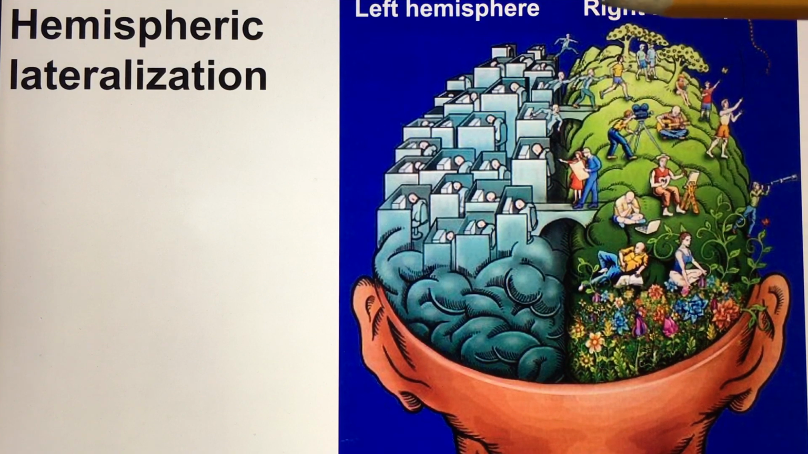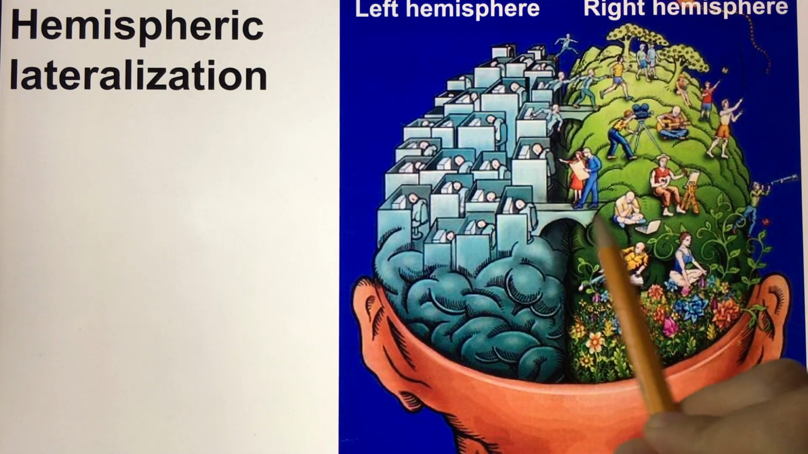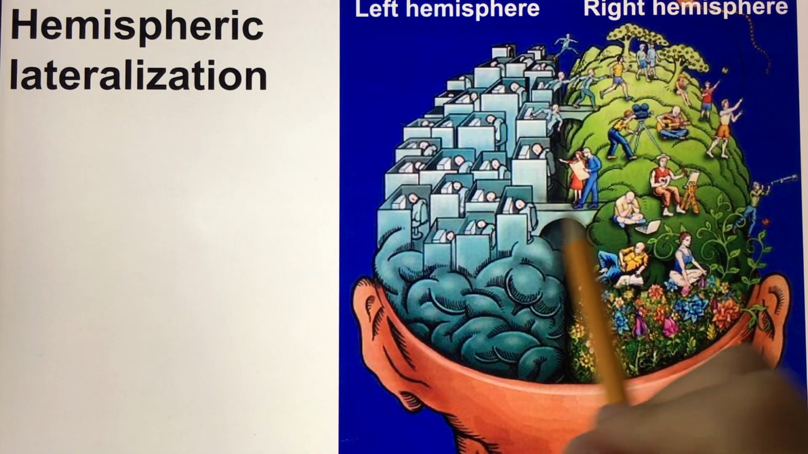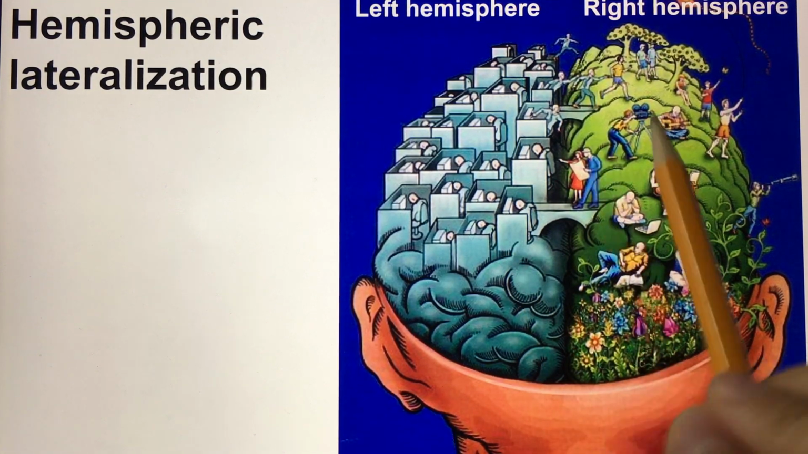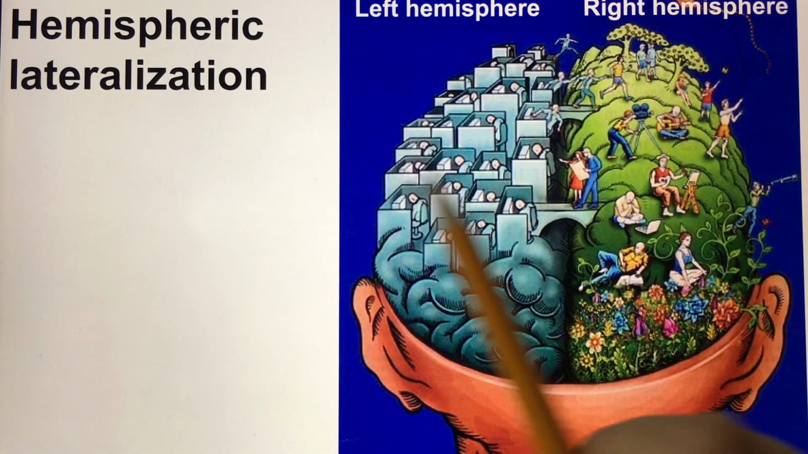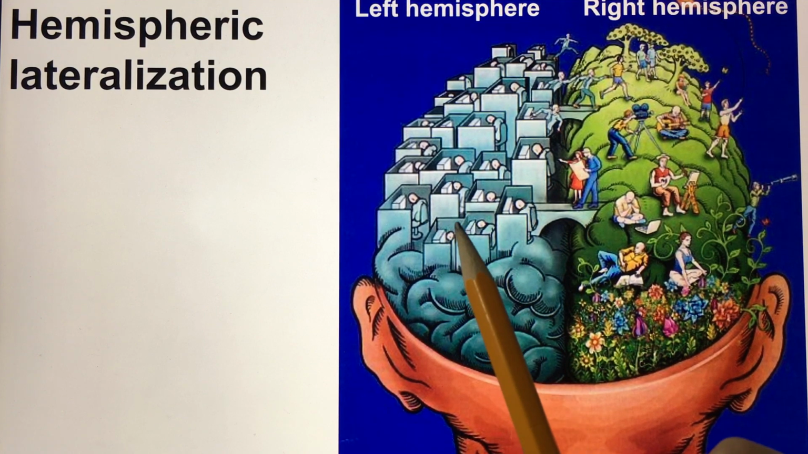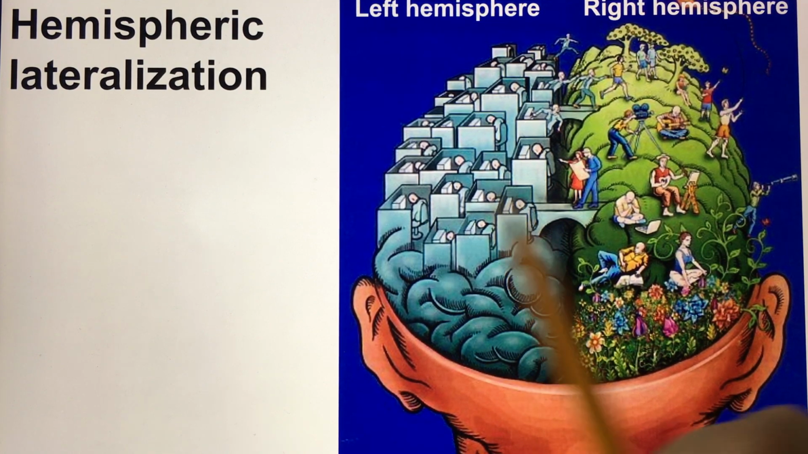So the left hemisphere tends to be more analytical and precise, and the right hemisphere tends to be more spontaneous and kind of artistic and creative. However, they are interconnected, as you can see in this illustration, by little bridges. So they do influence each other, or they communicate with each other. So the left hemisphere doesn't always just execute functions without the right hemisphere. They work together.